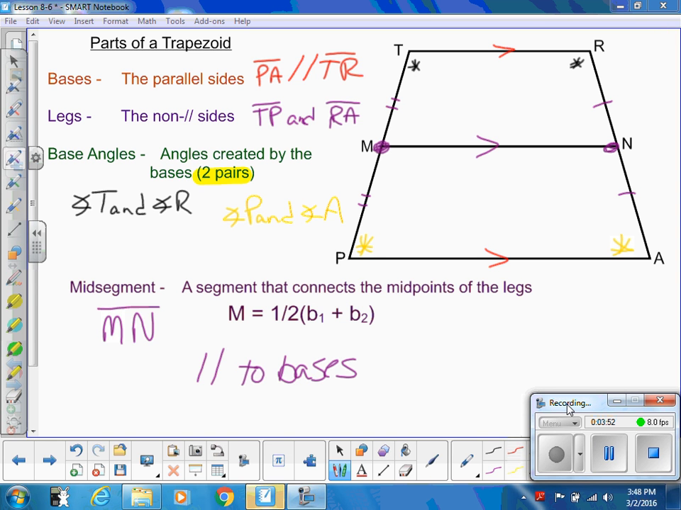We can calculate the length of the midsegment with the formula m equals 1/2 (b1 plus b2). That means that the midsegment equals 1/2 the sum of the two bases. So I take one base and the other base, add their lengths together, cut that in half, and that'll give me the length of the midsegment. So let's try some examples of this.